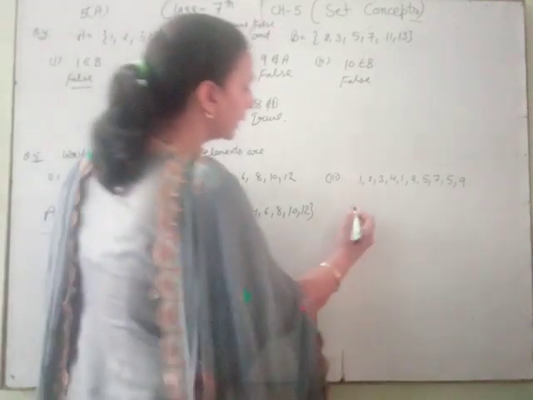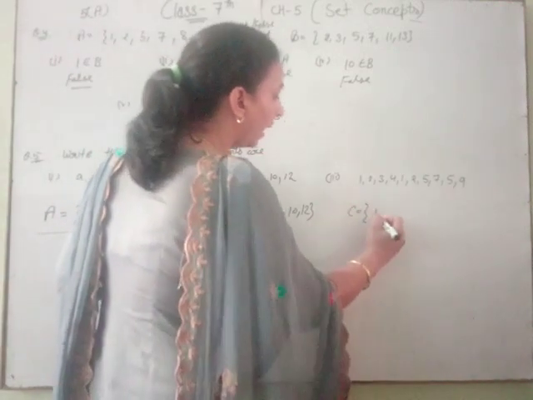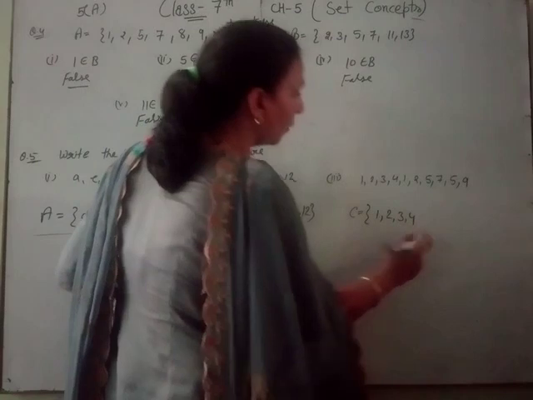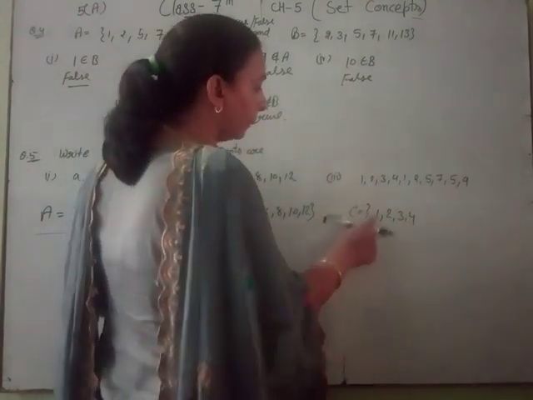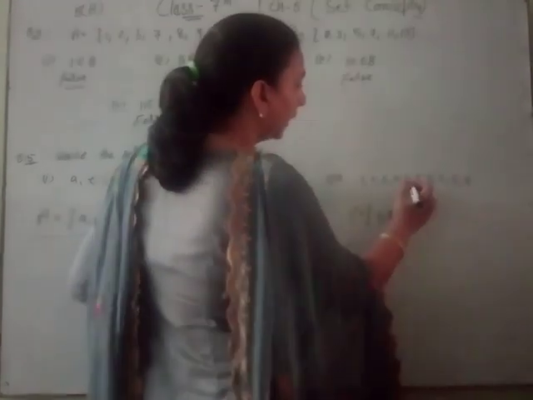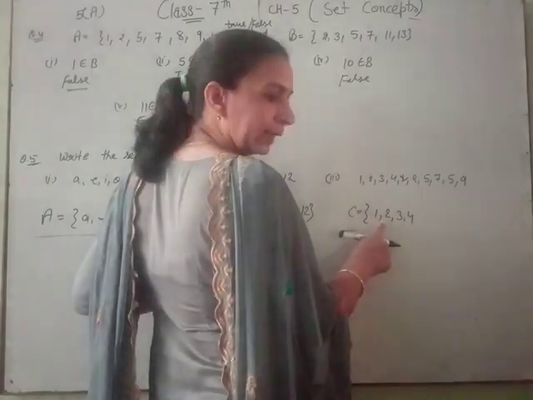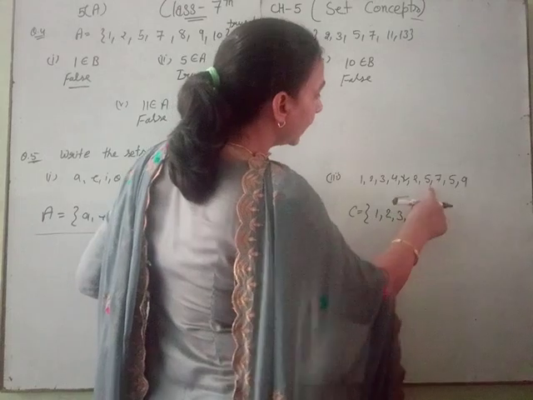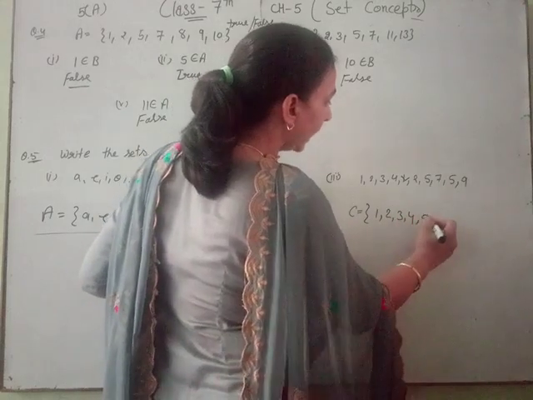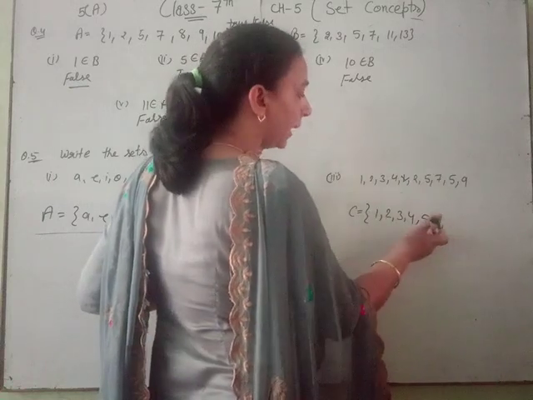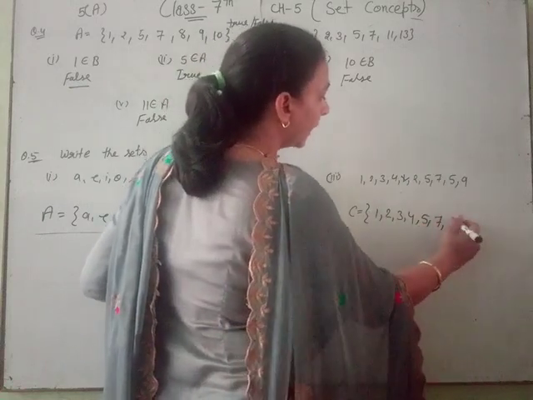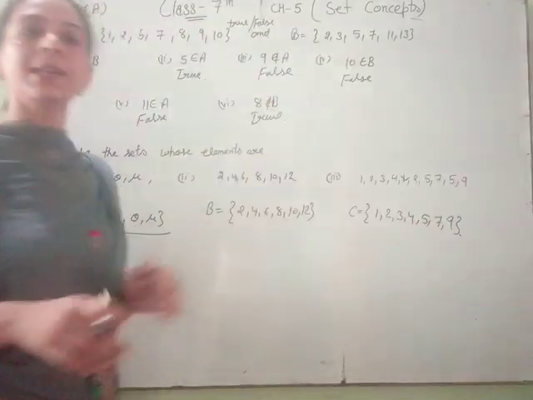Like that, this is another set, C. 1, 2, 3, 4. 1 again, but repetition is not allowed. So we write 1 only one time. And next is 2. We already wrote 2. Next is 5. Next is 7. Again 5, but repetition is not allowed. So we write 5 only one time. And next is 9. This is the set C. Okay.